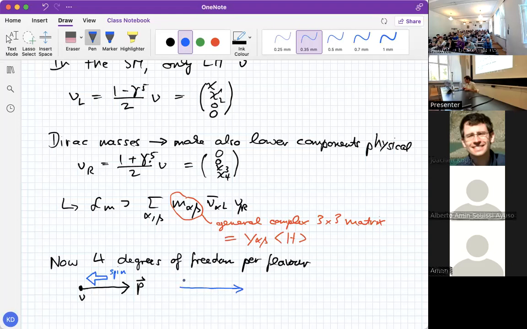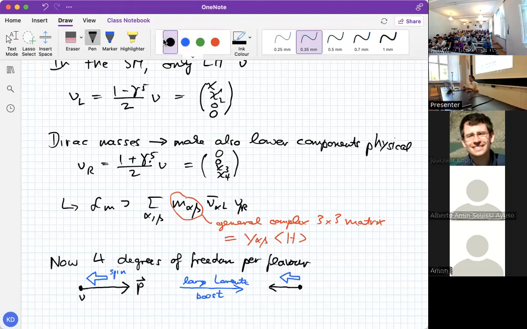So let's apply such a large Lorentz boost. And now after the boost, in that new reference frame, the neutrino will now appear to be moving backwards. But its spin hasn't changed. So spin is unaffected by a Lorentz boost. So the spin vector now still looks like this. So that means we now have a right-handed neutrino.